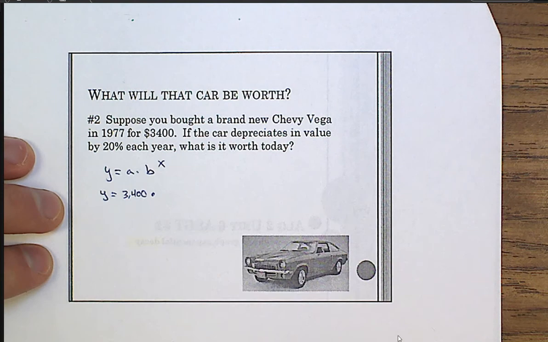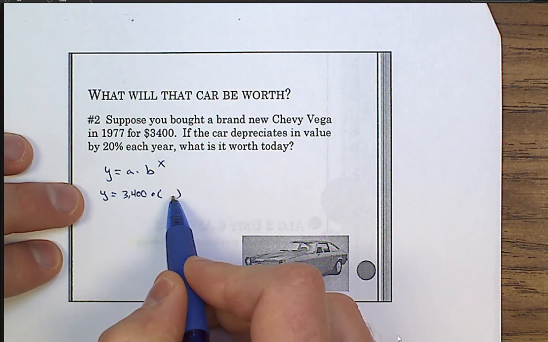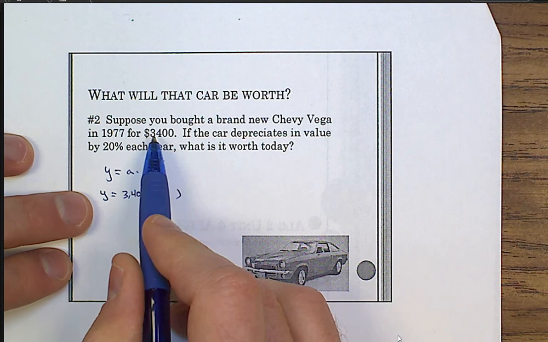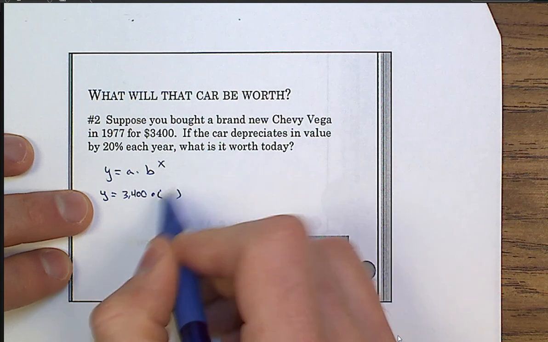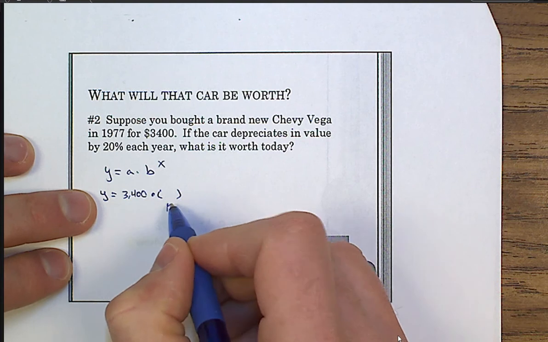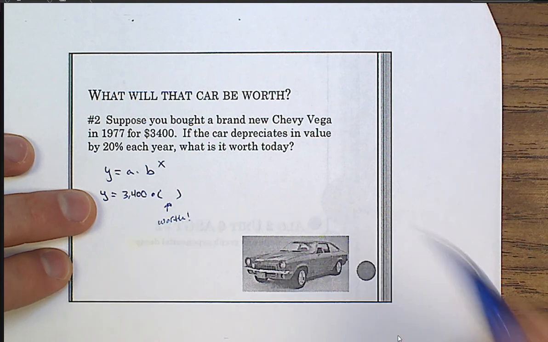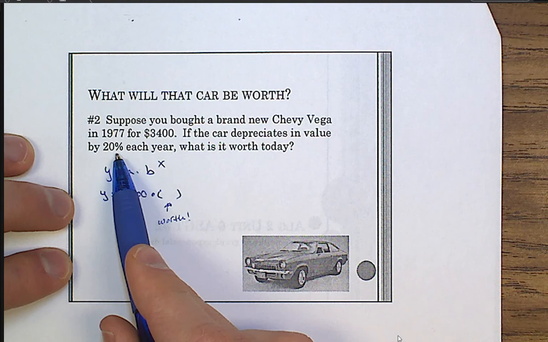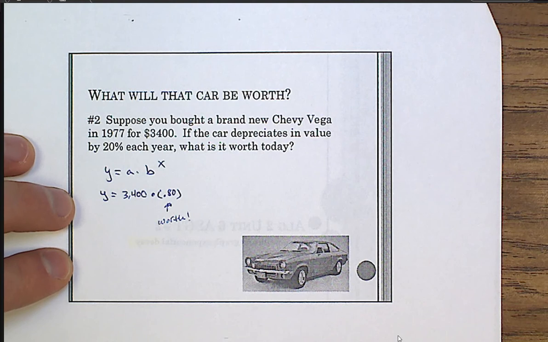Now, here's the tricky part. What are we plugging in for b? Well, here's what you have to think. A lot of people are going to put 0.20 here. That is not the case. Remember, if I times this by 1, which is 100%, I would just have $3,400. Here's how I always think of it. The number that goes in here when you're talking percentages is what is it worth. So if it's depreciating by 20%, it's worth 80%, or 0.80, and that's what needs to go in there for b.